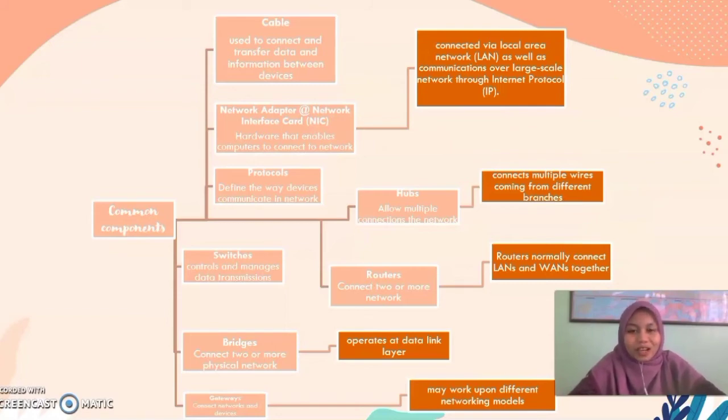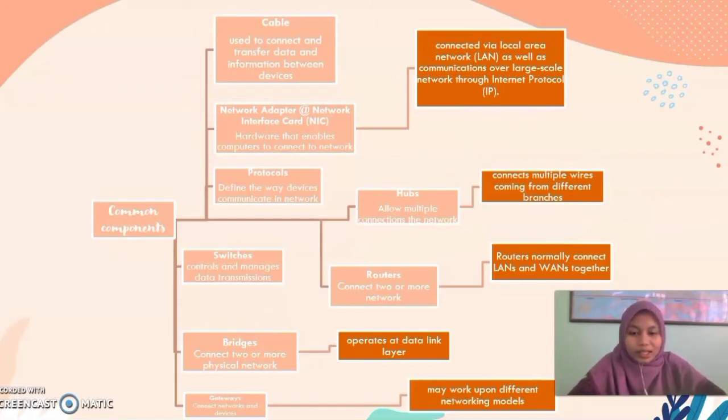Okay, the next one is hub. It allows multiple connections in the network, connecting multiple wires coming from different branches, such as in a star topology. And the next one is router, which connects two or more networks, normally connecting LANs and WANs together. And the small one, which is switches, controls and manages data transmission.